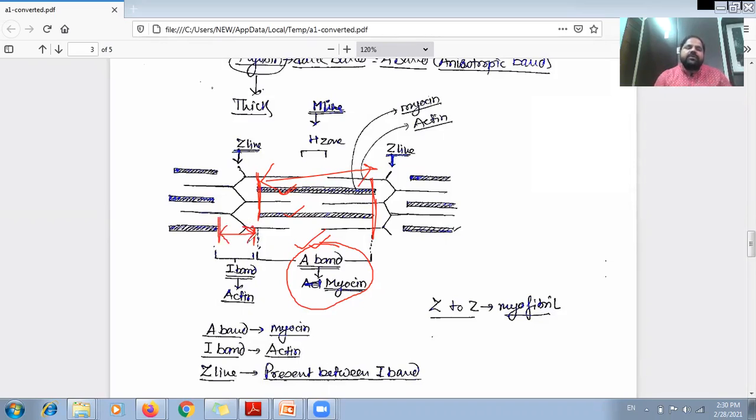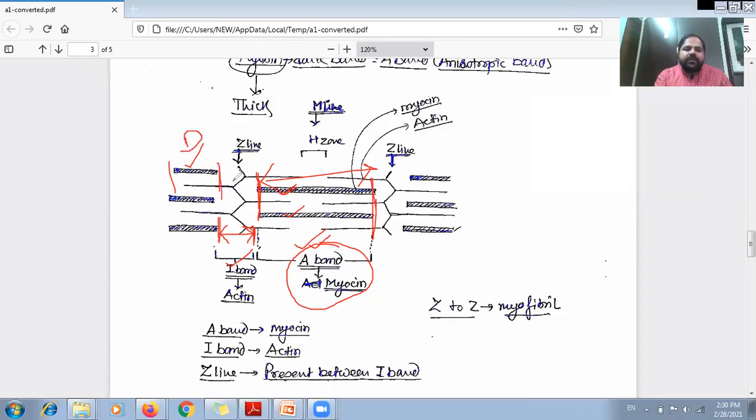So as I told, the actin is a protein which is thin as compared to myosin, so it represents the lighter band. So wherever only actin is present, it will represent the lighter band, and this band is called I band. So we can see that from here to here, the myosin is present. It means it will represent the dark.